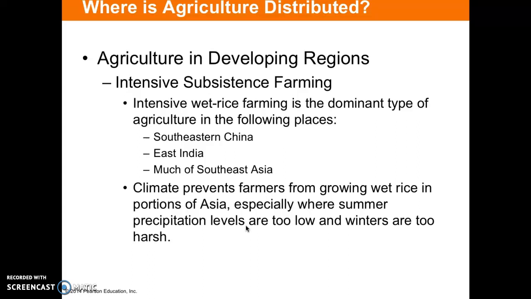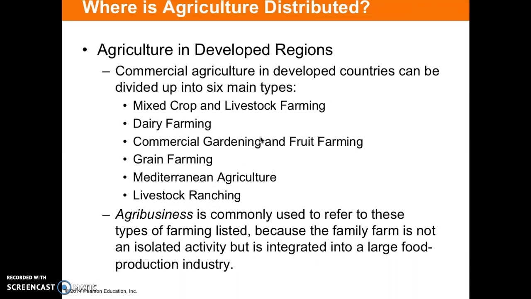We also have, so wet rice is going to be dominant in southeastern China, East India, and most of Southeast Asia. There are portions where you cannot grow wet rice if the summer precipitation levels are too low or the winters are too harsh, because most varieties take about 18 to 24 months to fully mature.